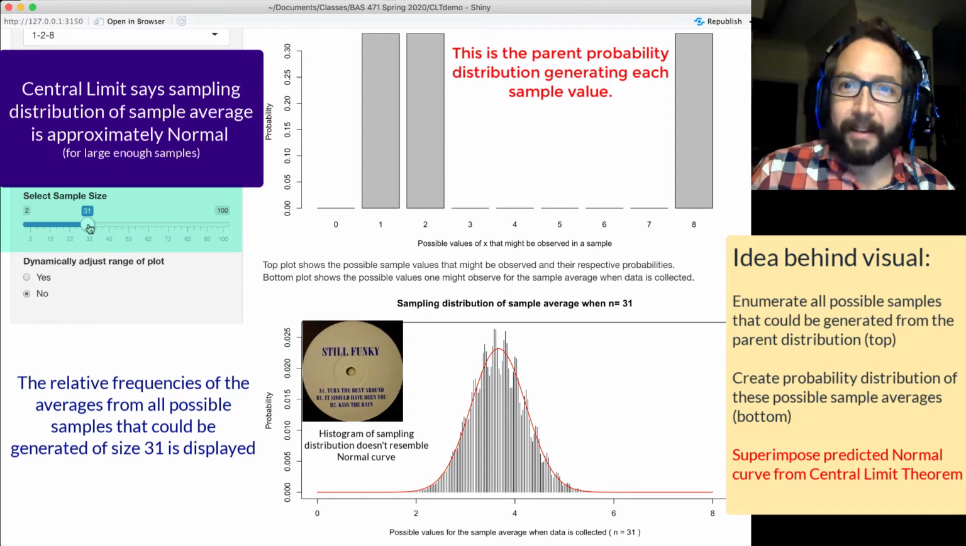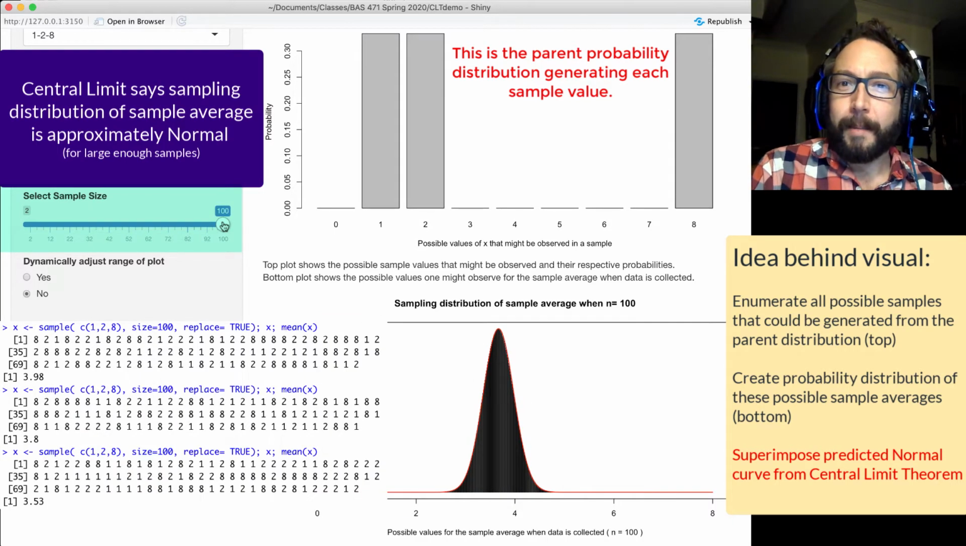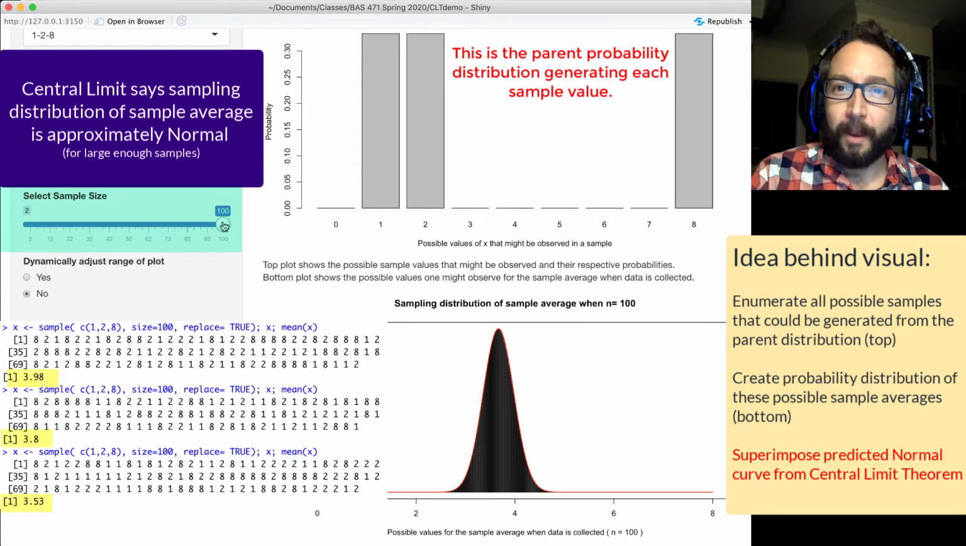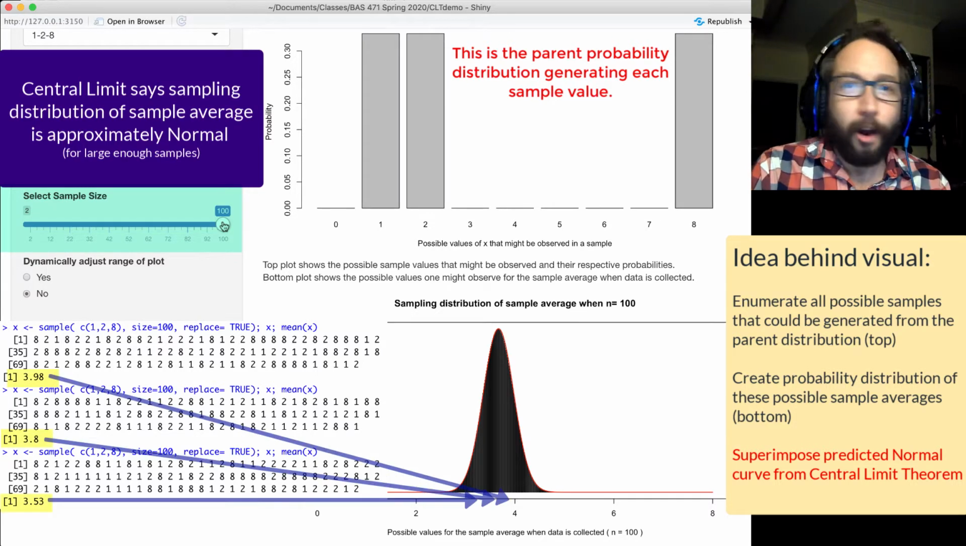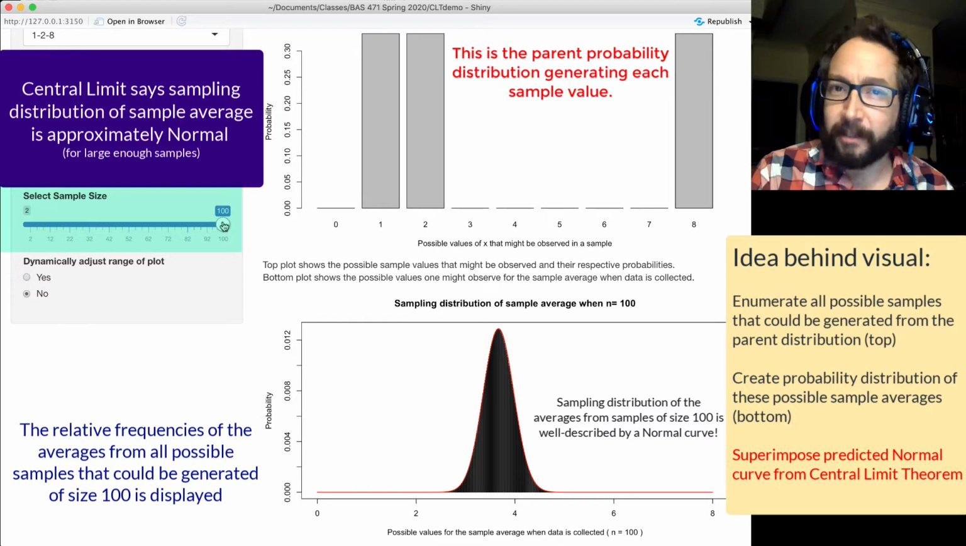But what would happen if I increased the sample size even larger? What if I envisioned all possible samples I could potentially make by taking 100 values from this probability distribution? Well, in this case, if I imagine all the possible ways the sample could come out, all the possible sample averages I might be able to measure, and make a histogram of the relative frequencies of those possible averages, I now find something that looks astoundingly like a normal curve, that red curve that's been superimposed.